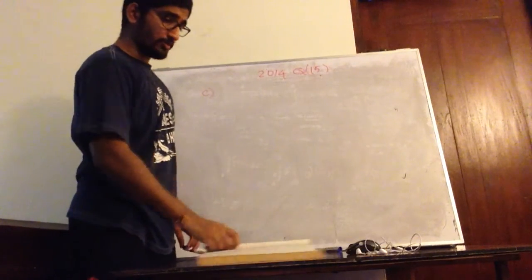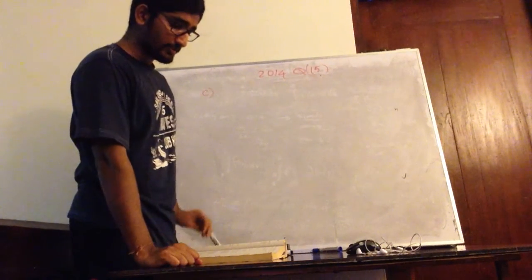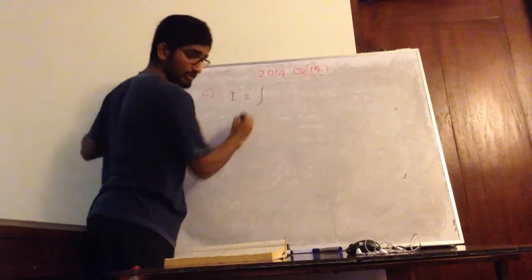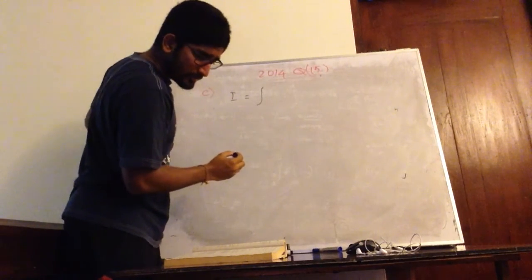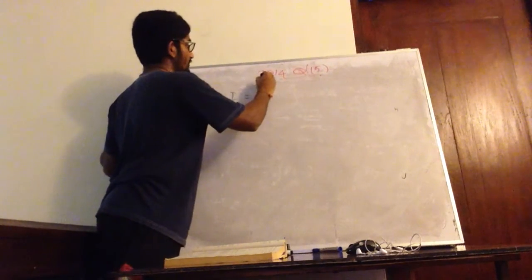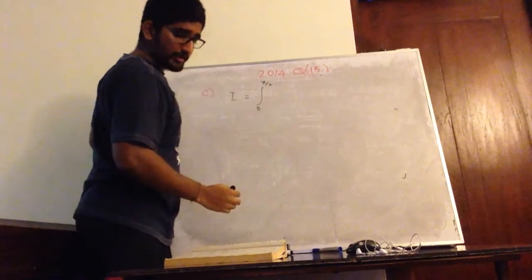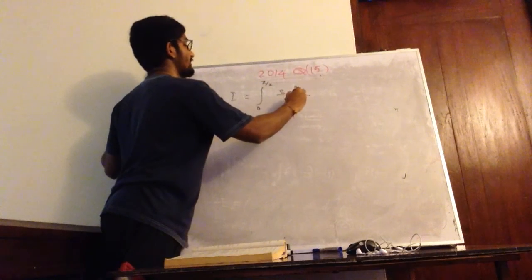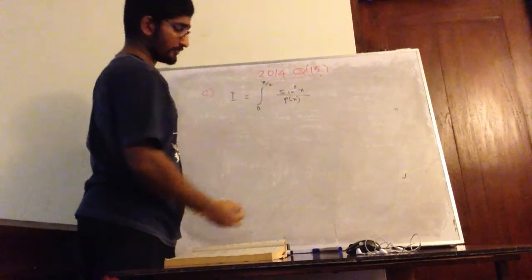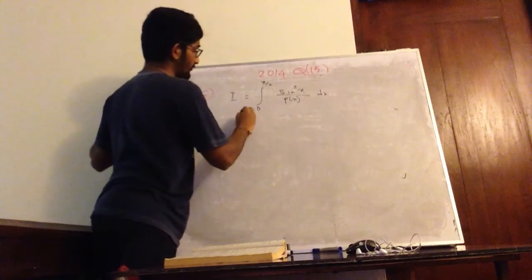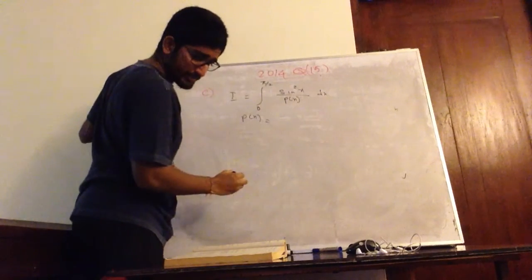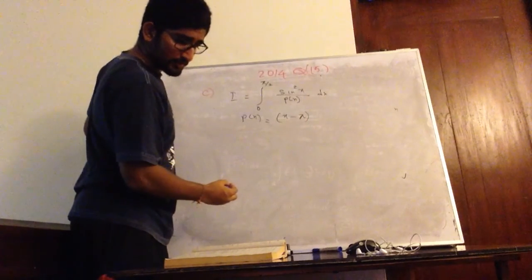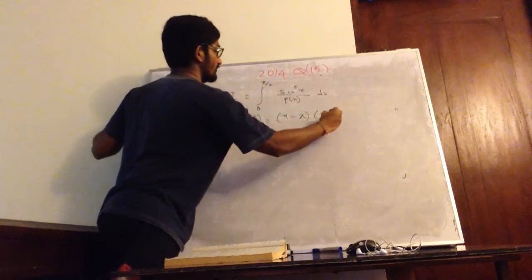Now what are they saying? There is an I, which is the integral from 0 to pi over 2 of sine squared x times p(x). They have given p(x) as well, that is x minus pi, 2x plus pi.